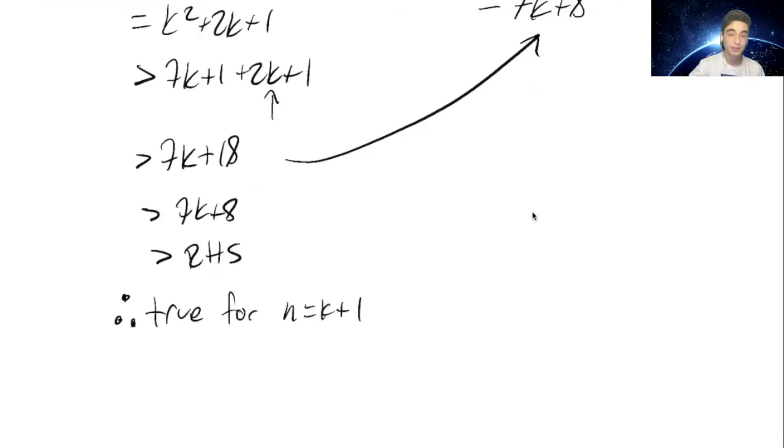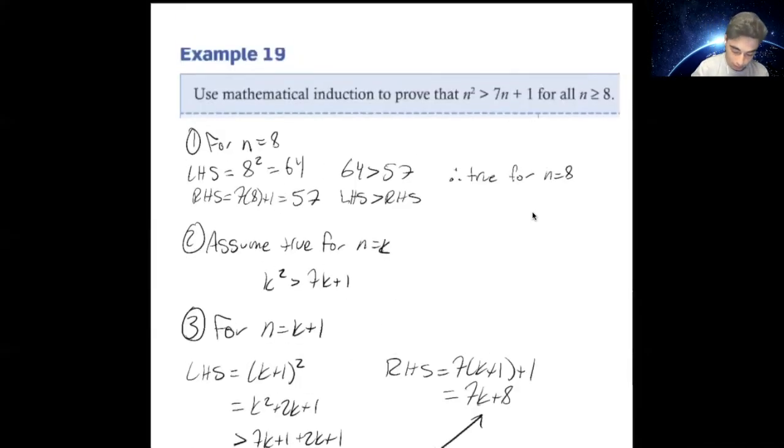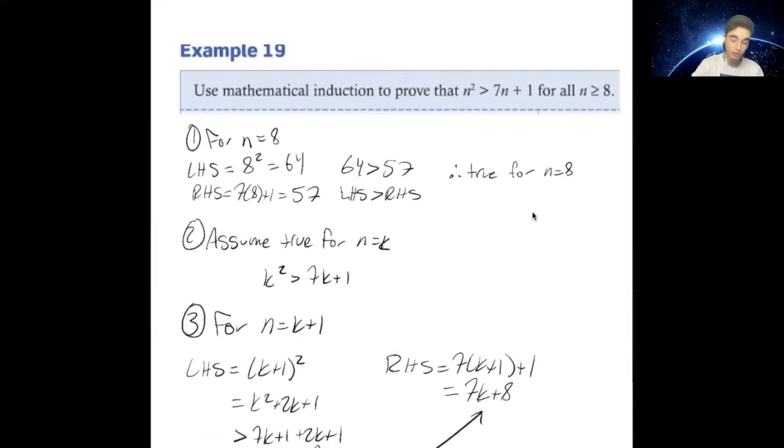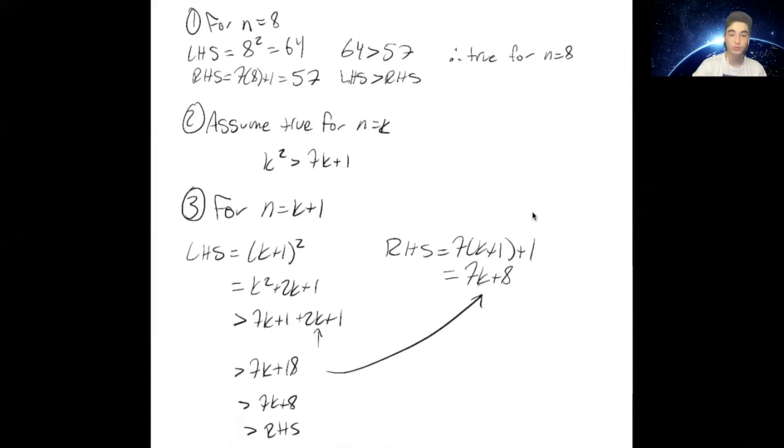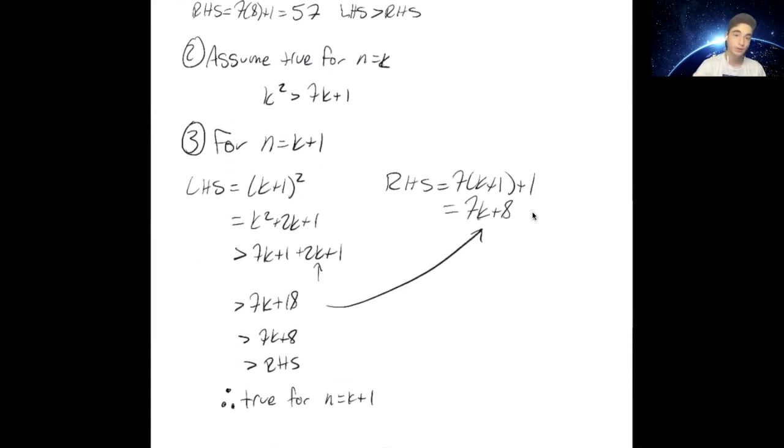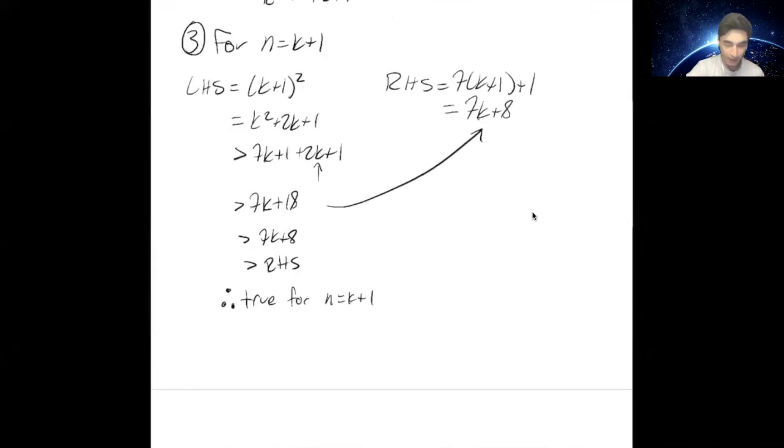We did it because, remember, what are we trying to prove true? We're trying to prove that n squared is greater than 7n plus 1 for all values of n greater than or equal to 8. So we just proved it true for n equals k, then we proved it true for n equals k plus 1. So the way my teacher has described it is, now that we've completed it, we have to tell the story of what we did, what we proved true, and how we did it.